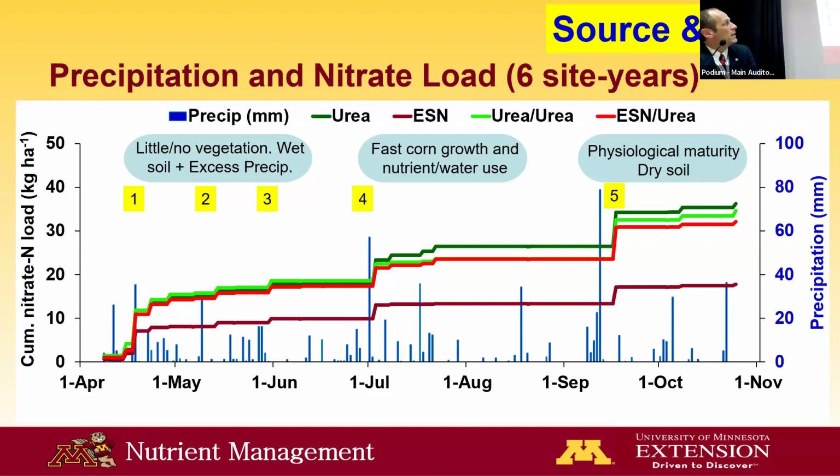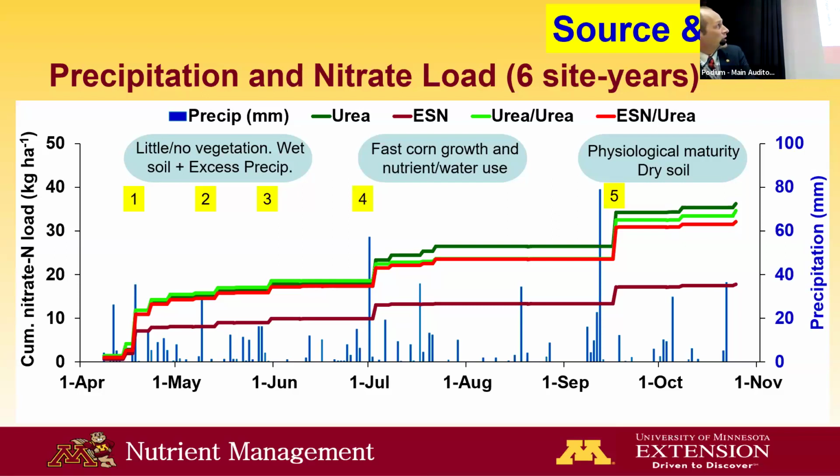And what we see here is the precipitation is really a big driver in what happens to nitrogen. You can see these bars represent the precipitation events, this axis. And while there was a nice reduction in nitrate leaching with ESN pre-plant compared to the other 3 treatments, you see that the pattern of loss is the same for all of the treatments. And they are associated with times of high rain events.